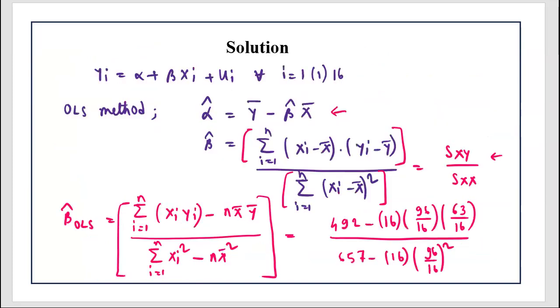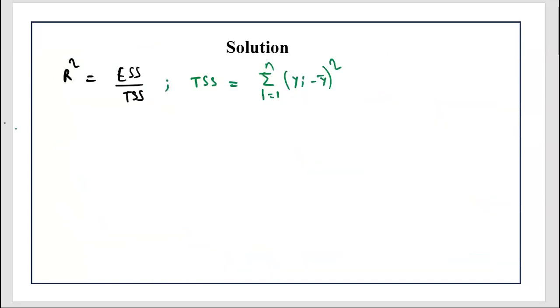Now let's see how you find out R square. So basically whatever we are doing here is in the original form, that is capital Xi, capital Yi form. Now this is the deviation form, summation yi minus y bar whole square. So this yi minus y bar means small y.